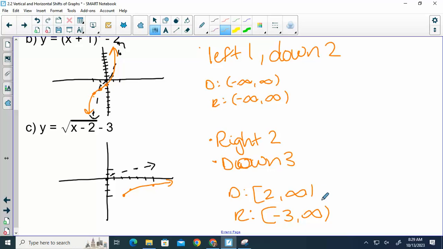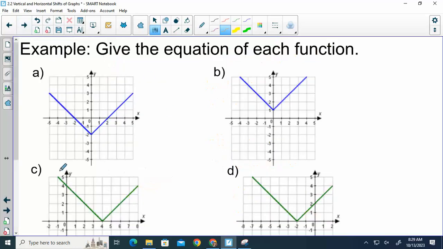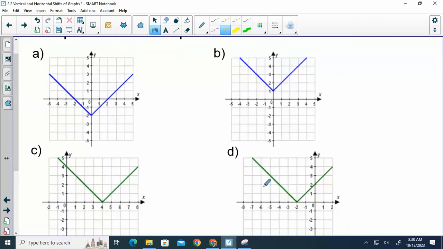Then my last slide. I'm going to give you a graph, and I want to know, can you tell me what the equation is? So all 4 of these, what's my parent function? Absolute value of x. What did this do to the normal absolute value graph? Shifted it down 2. Okay, so what equation would make it go down 2? Absolute value of x minus 2. I'm going to do C next. What did this do to my equation? Moved it over 4. What would make our graph move to the right 4? Absolute value of x minus 4.